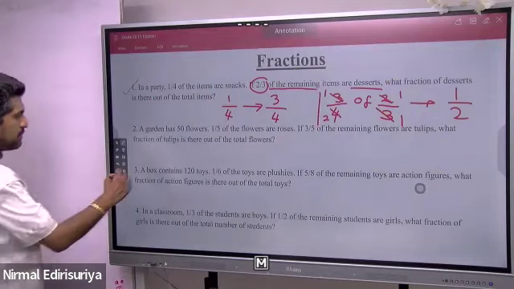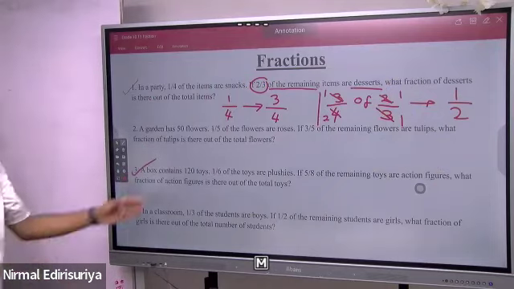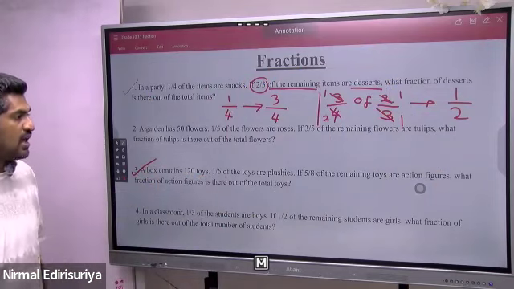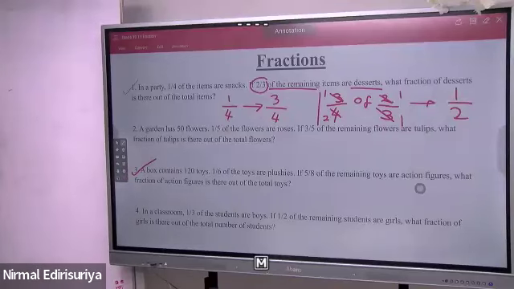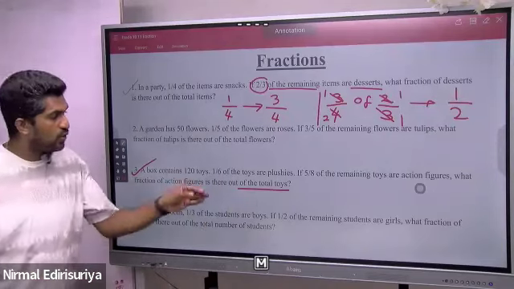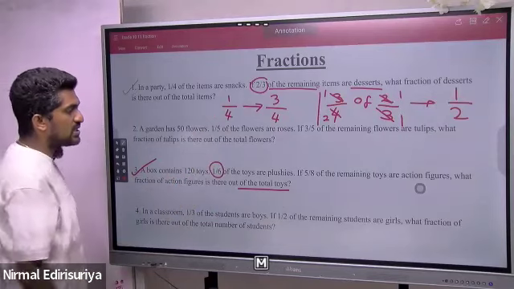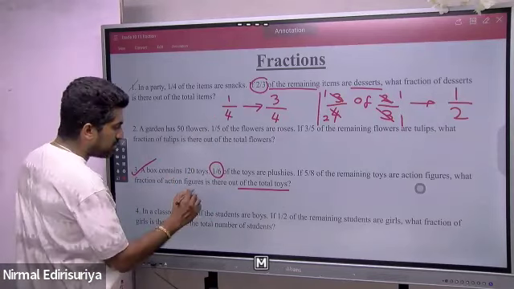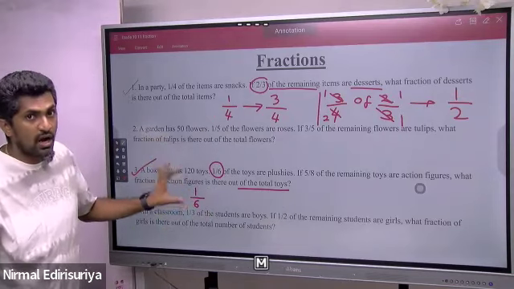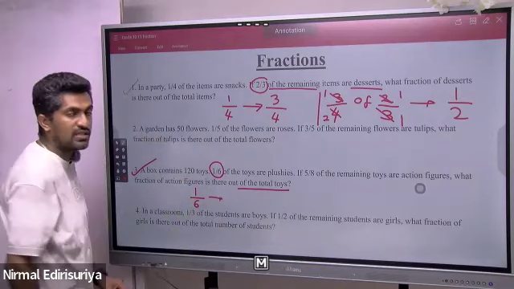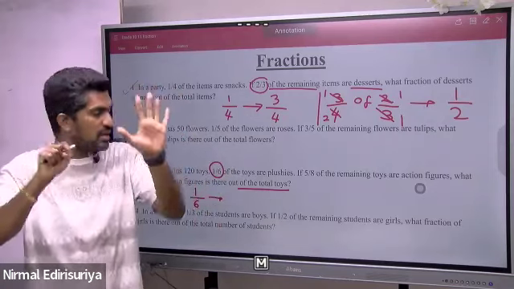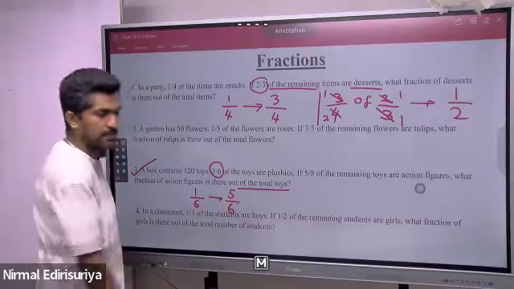If we consider another example, the third one: 1/6 of the toys are plushies and 5/8 of the remaining toys are action figures. What fraction of action figures is there out of the total toys? Out of the total. If 1/6 is plushies, what is the remaining after 1/6? There are 6 parts, 1/6 for this one. Then 5 out of 6 is remaining.